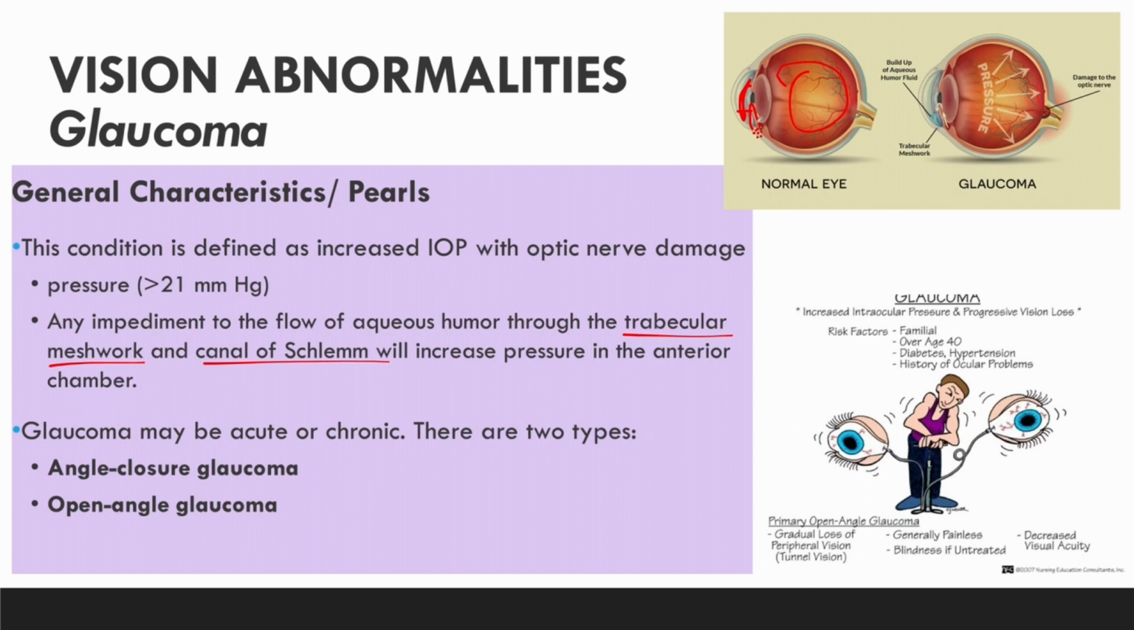Now, sometimes for different reasons, there is a blockage or a failure of that aqueous humor to pass through those areas. And so you get buildup of the fluid and it increases the pressure within the eye. So you get an increased intraocular pressure. Greater than 21 is considered elevated ocular pressure. Now there are two major types of glaucoma. We have acute and chronic, and we also have angle closure glaucoma and open angle glaucoma, and we're going to talk about those in specific.